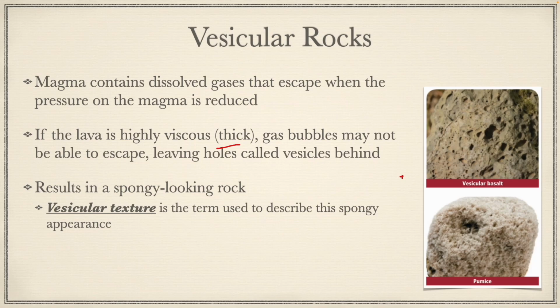So you have something like this vesicular basalt up here, or pumice. It looks kind of spongy, actually. It's got a bunch of holes in it. So this does result in a spongy looking rock. We call this a vesicular texture. A vesicular texture is basically a rock that has a spongy appearance. That's the term we use to describe the spongy appearance, and the holes themselves are actually called vesicles.